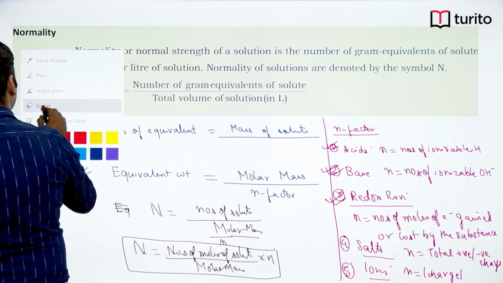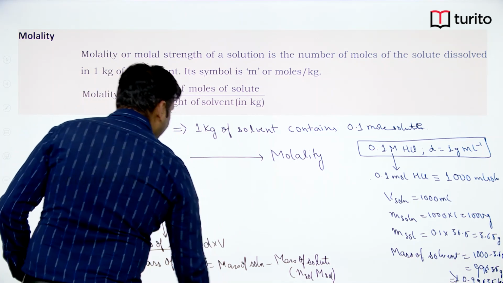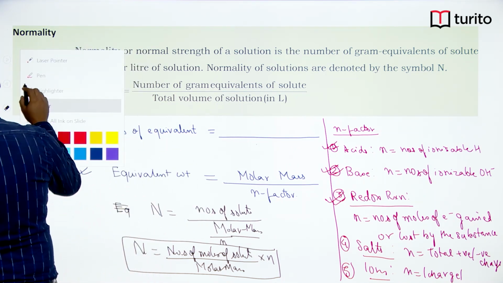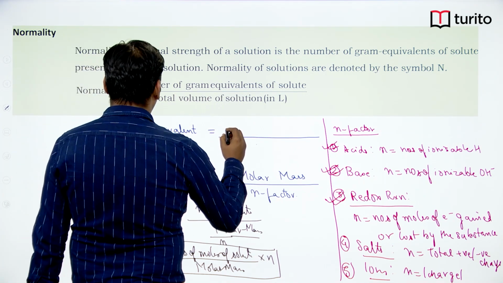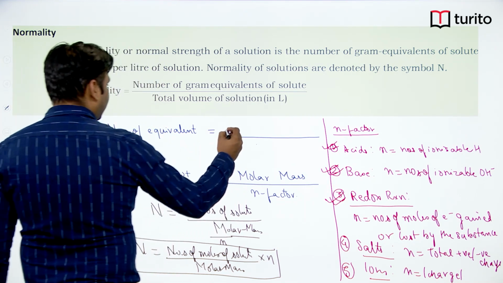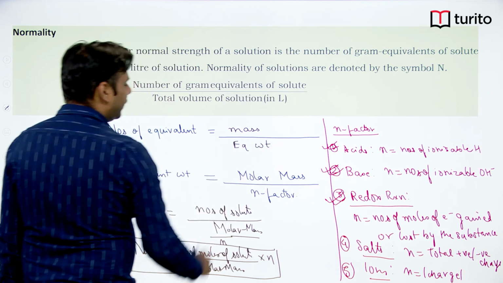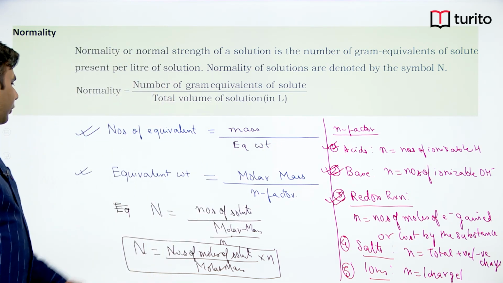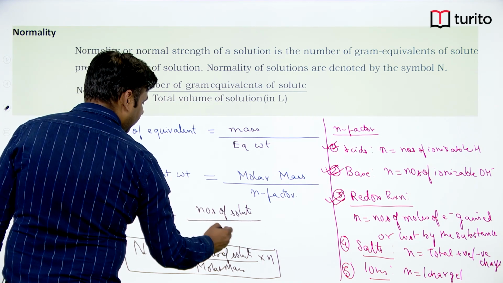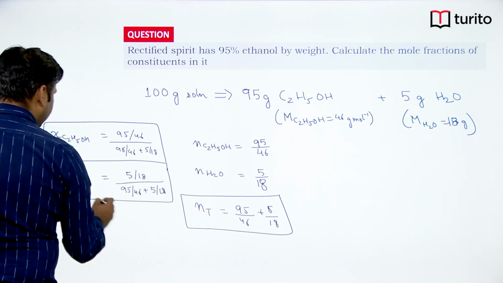The blunder was here only initially, so I am erasing this. The number of equivalents was mass upon equivalent weight, so that was right. Equivalent weight we express something like this. Now normality was where the problem was. Let me just erase this. I will write it again.